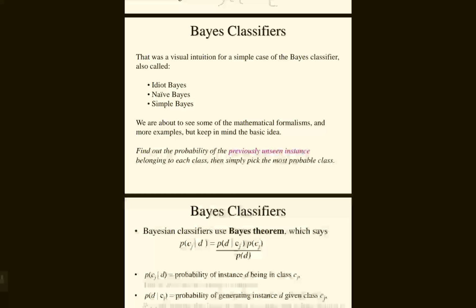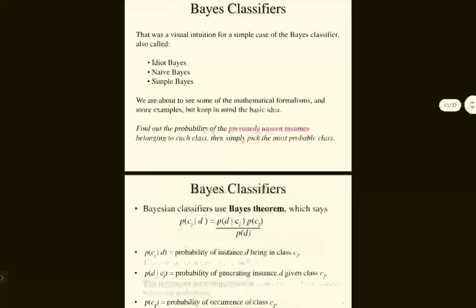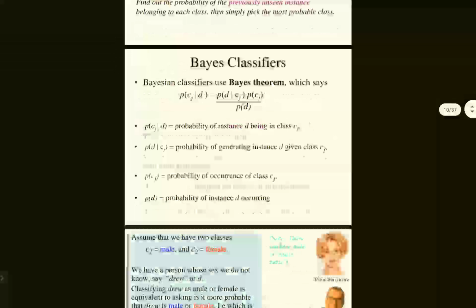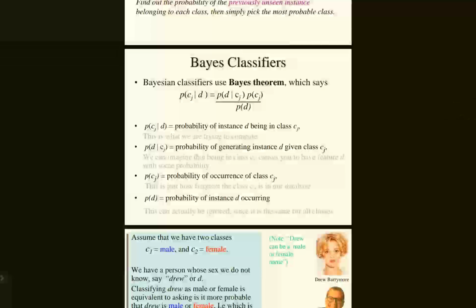In that mechanism, find out the probability of a previously unseen instance belonging to each class, then simply pick the most probable class. So we'll focus on this part here. First, what is Bayes classification? The very important part is the Bayes theorem. Just concentrate. P means probability. How are we going to calculate the probabilities? For example, probability means we are going to predict the output for a given instance.